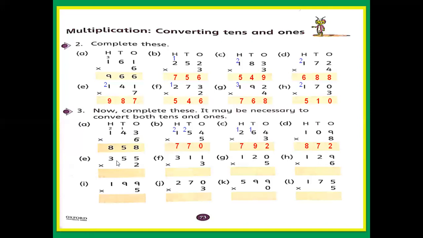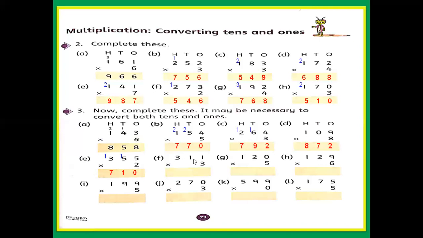E part, 355 multiply 2. 2 fives are 10. 1 will go to add into tens. Again 2 fives are 10 plus 1, 11. Again 1 converts from tens to 100. So 2 threes are 6 plus 1, 7. Okay, so 710 is our answer.